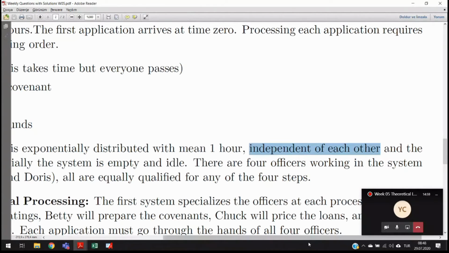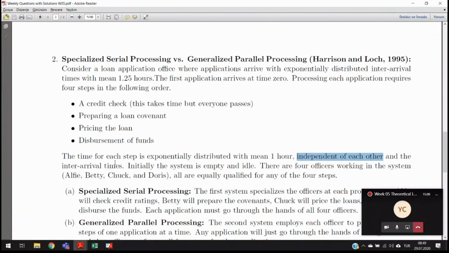And initially the system is empty and idle. So right now, when the first customer arrives at time 0, nobody is getting any service at any process. Also, this independence is valid between the inter-arrival times and the processing times. So whenever you arrive at this loan application office, it doesn't matter. You are always going to have an exponentially distributed service time in each of these processes.